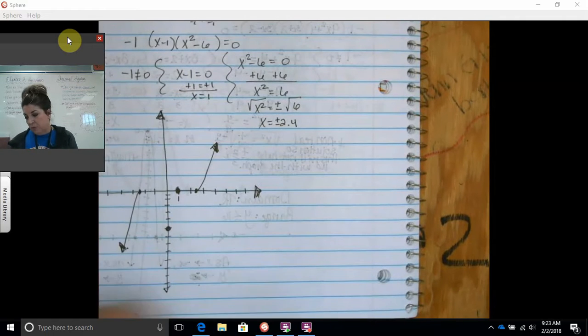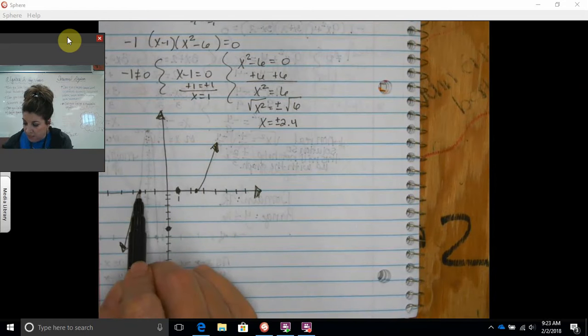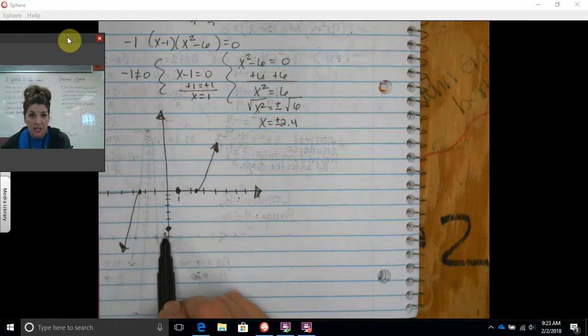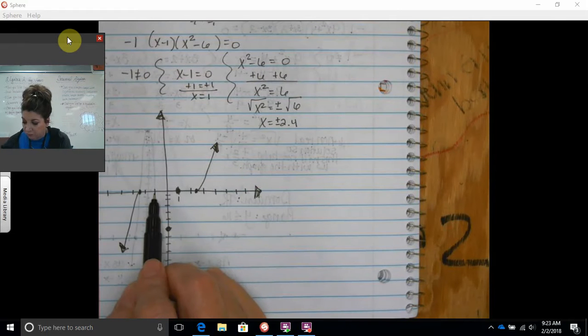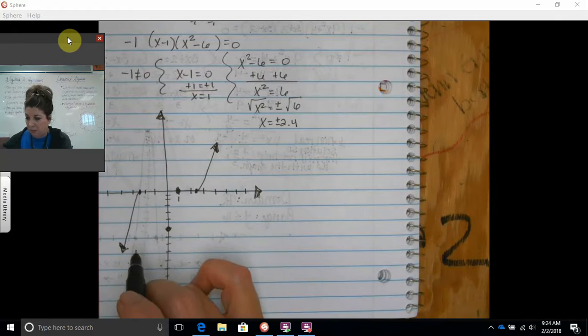So I need to pick some more points. I need to know what's happening in between these points, okay? Between positive 1 and negative 2.6, I need to pick a value for x. I'm not going to pick 0 because I already know when x is 0, y is negative 6, right? So that would be silly to pick that. So maybe negative 1. I could also do negative 2. I could do negative 1.93 if I want to make it difficult. I would just probably go with negative 1.